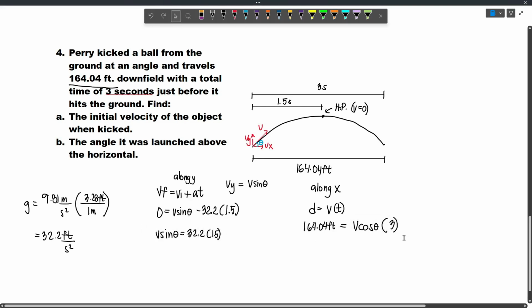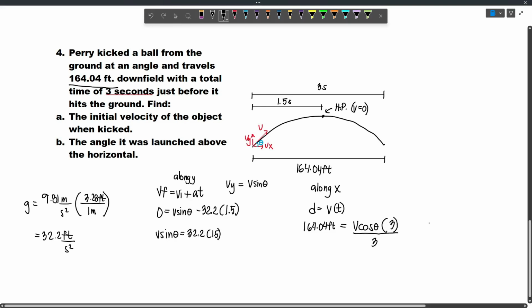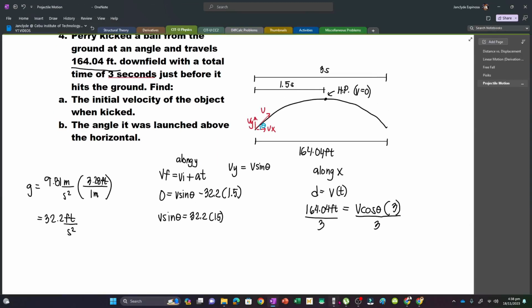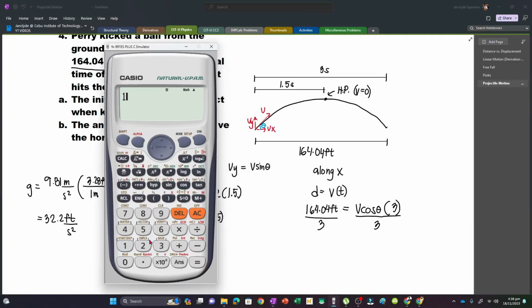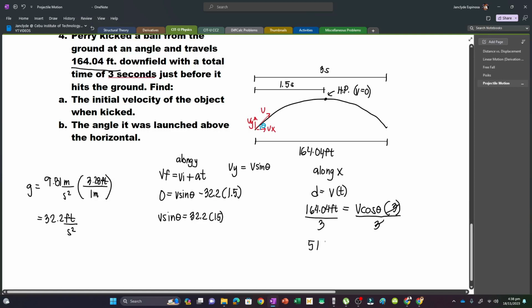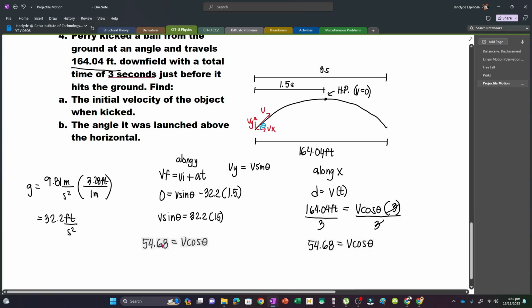So what can we do here? We can divide both sides by 3. So it becomes 164.04 over 3, which is 54.68, and it cancels on the other side, so 54.68 equals V cos theta. I hope you agree. So we go back to our two equations.